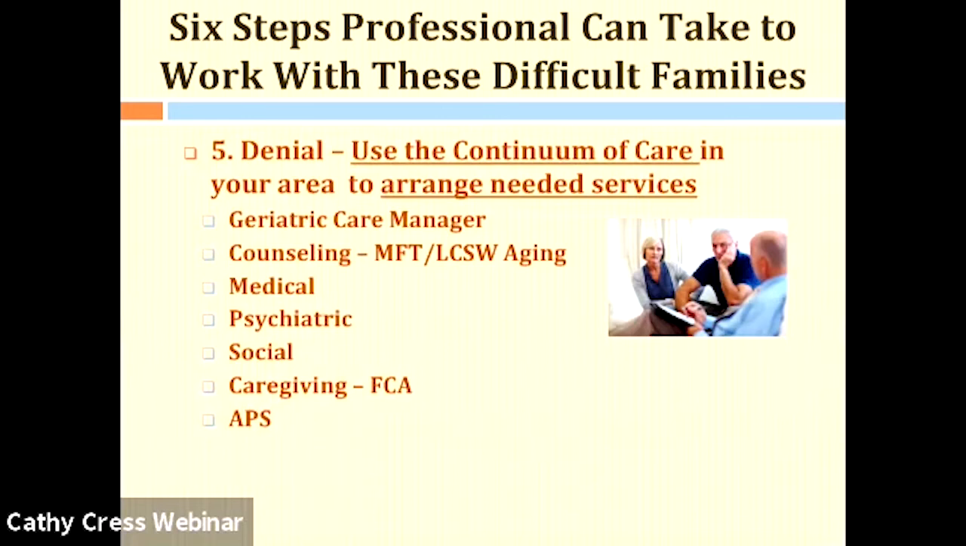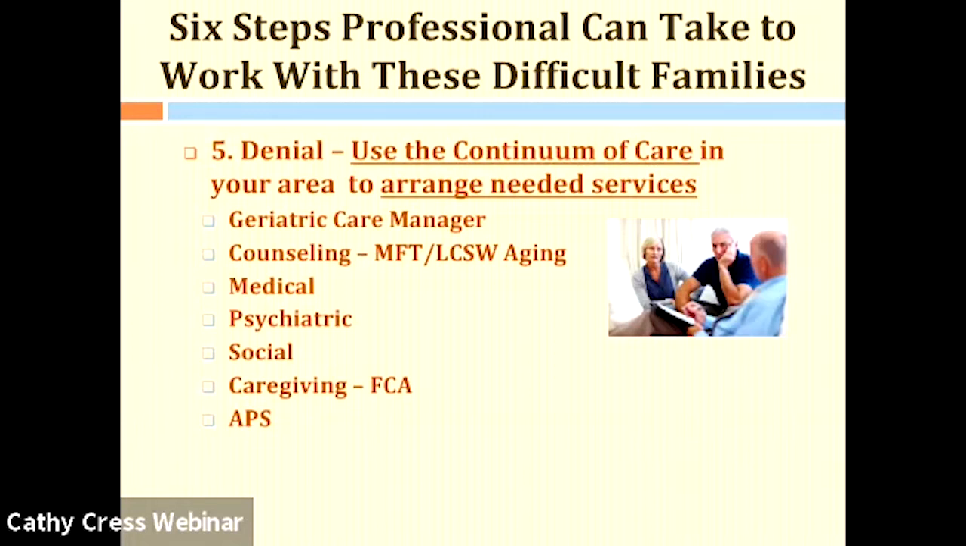It might be bringing in counseling, because you're not a therapist. So you shouldn't really be doing counseling, but the family usually needs counseling. So reach out to MFTs or LCSWs in the area as part of your continuum of care. Using your medical continuum of care, the doctor, whatever it is, you want the right professional at the right time and the right place. So you have to know the continuum of care.